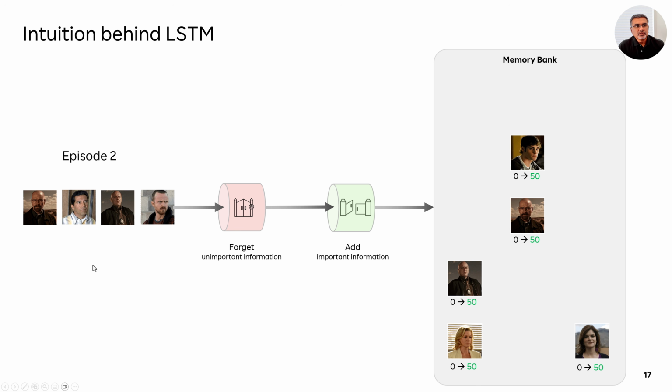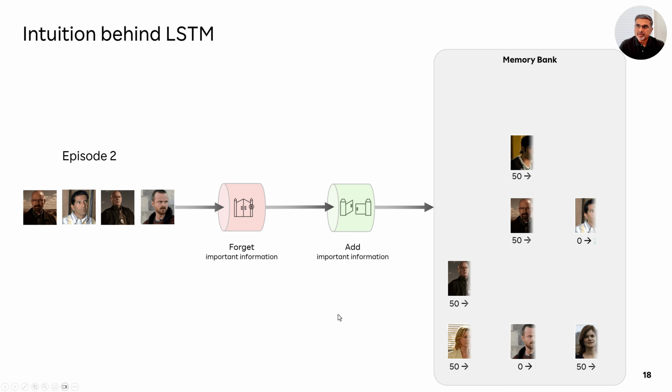With this second episode, we see that these characters, Skylar, Marie, and Walter Jr., do not appear. So we have to forget some portions of their score in our memory bank. And we also see that newer characters are added. The first thing we do is decrease the score of the characters that do not appear. Skylar White goes from 50 to 25, Marie goes from 50 to 25, and Walter Jr. goes from 50 to 25.